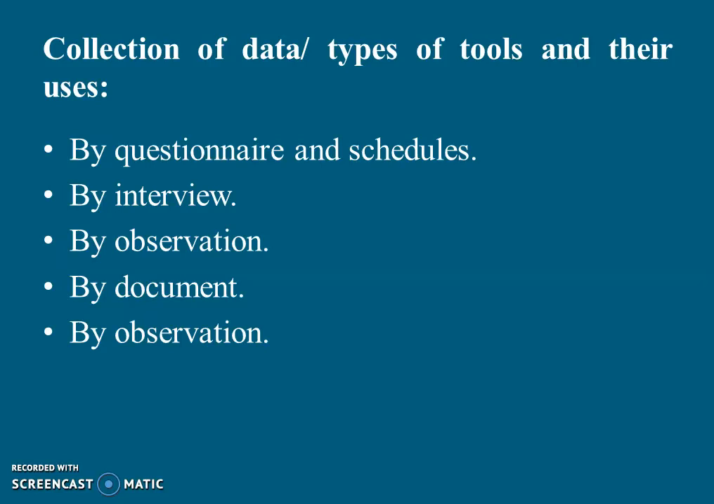Collection of data, or types of tools and their uses. Data can be collected by questionnaires and schedules, by interview, by observation, and by documents. Data may be basically of two types: primary data and secondary data. Data may also be quantitative data and qualitative data.